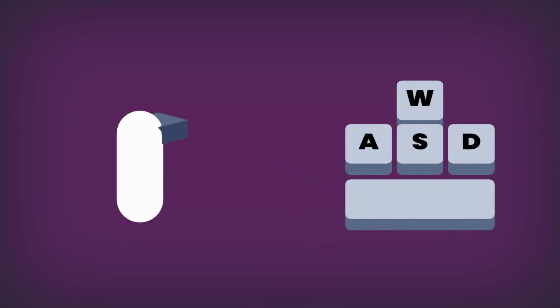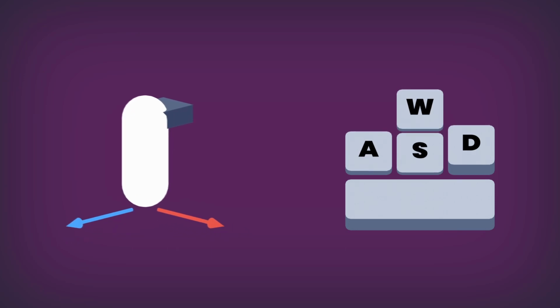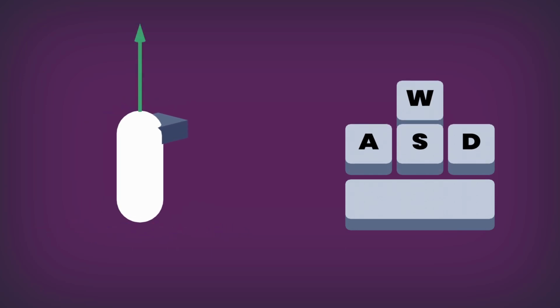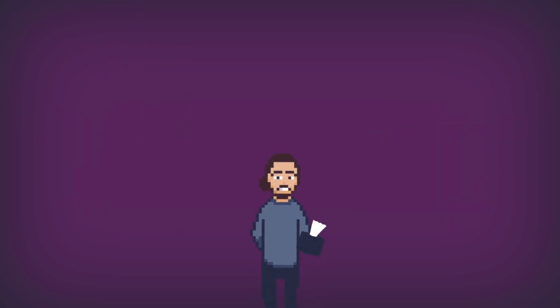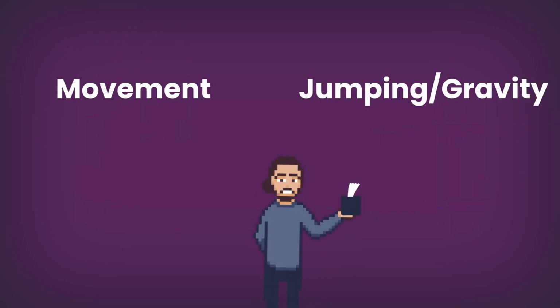Now, a player can move in 3 dimensions. The motion along the x and the z axis is controlled through the WASD keys, and the vertical y axis is usually governed by the gravity and jumping. So, we're gonna have to code the movement part as well as the jumping/gravity part.